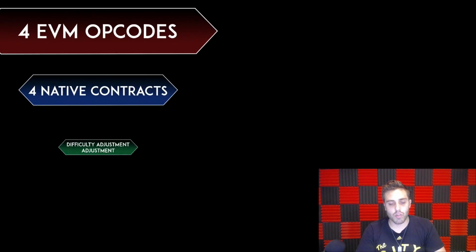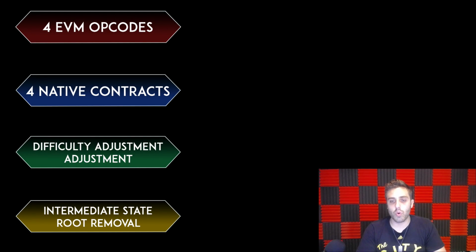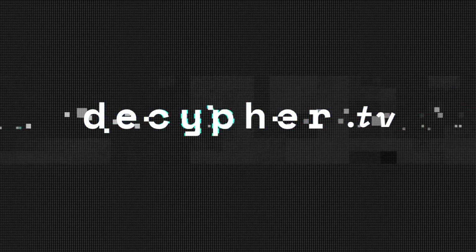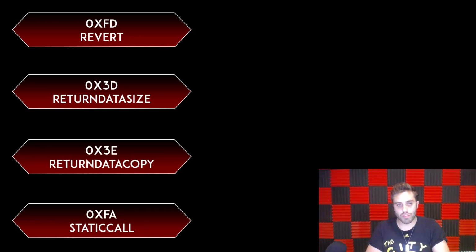Byzantium is bringing with it some new toys for smart contract developers in the form of 4 new EVM opcodes and 4 new native contracts, as well as some modifications to the difficulty adjustment algorithm and transaction receipt data. I'm going to take a more in-depth look at all of these changes right now. To start, the EVM is getting 4 new opcodes: Revert, return data size, return data copy, and static call. Let's kick this off by taking a look at Revert.